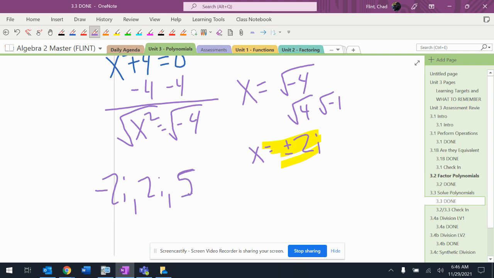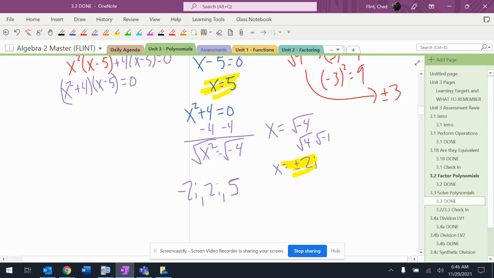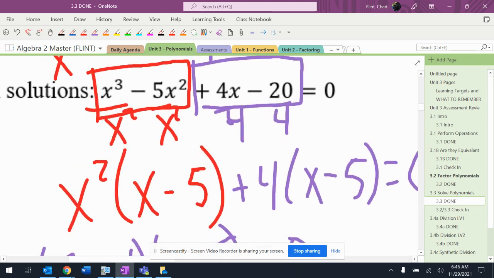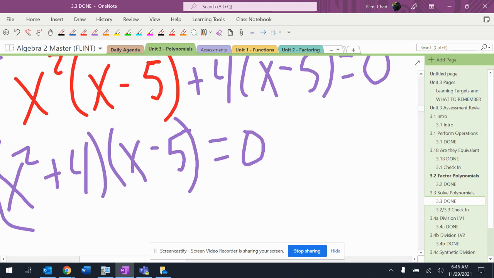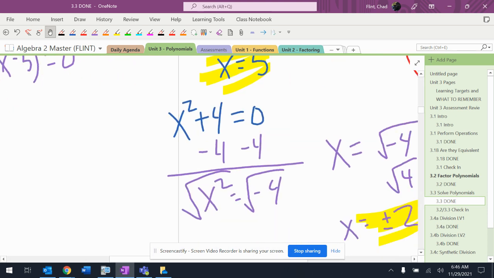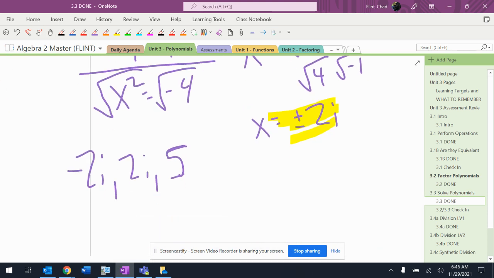And it's important to have the positive and the negative 2i, because in the beginning we talked about whatever the highest exponent is, which is a 3, means there needs to be 3 solutions. And if you just have 2i, you don't have 3 solutions, you have 2. So it's important to remember that when you take a square root, you have to just stick a plus minus in front of what you do.